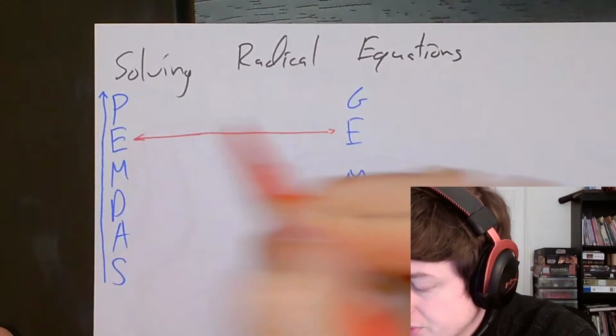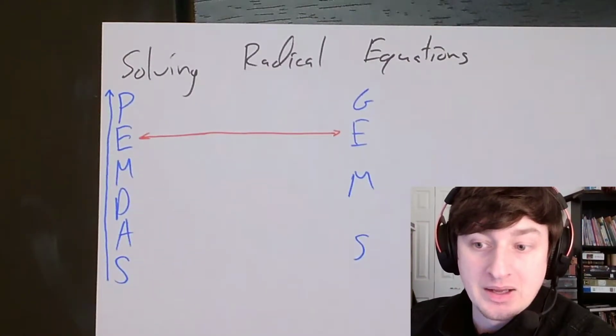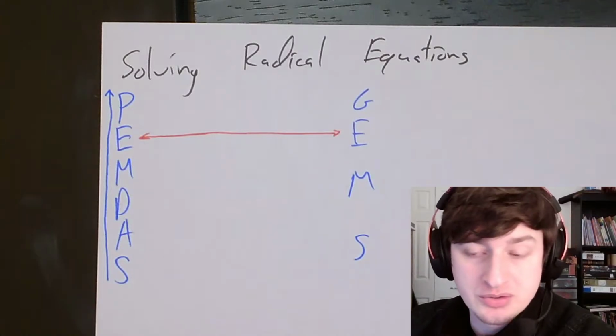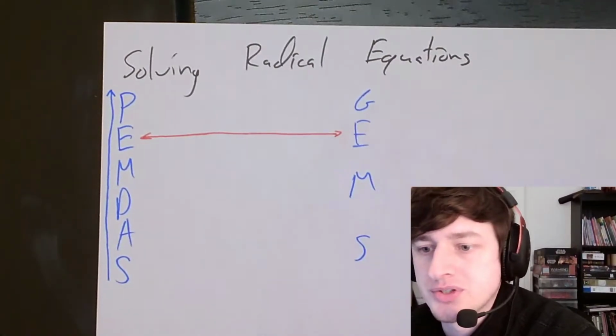So radicals are exponents, and exponents are radicals, right? Radicals are just fractional exponents. You've done a whole lot of equation solving.